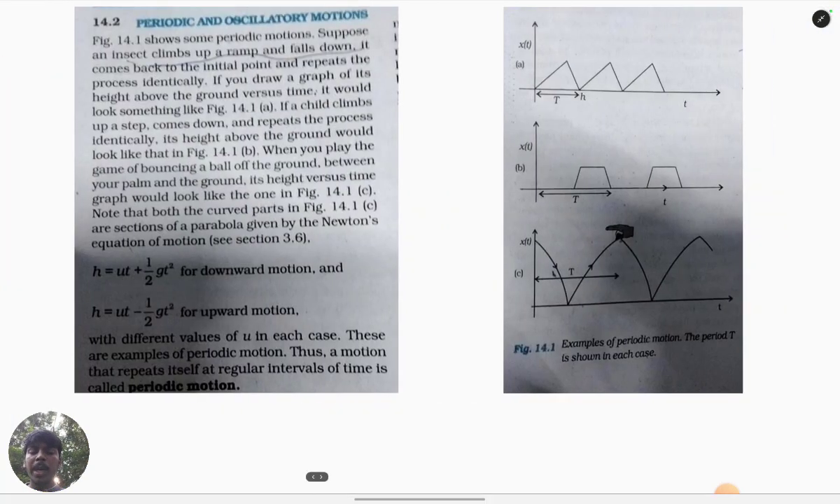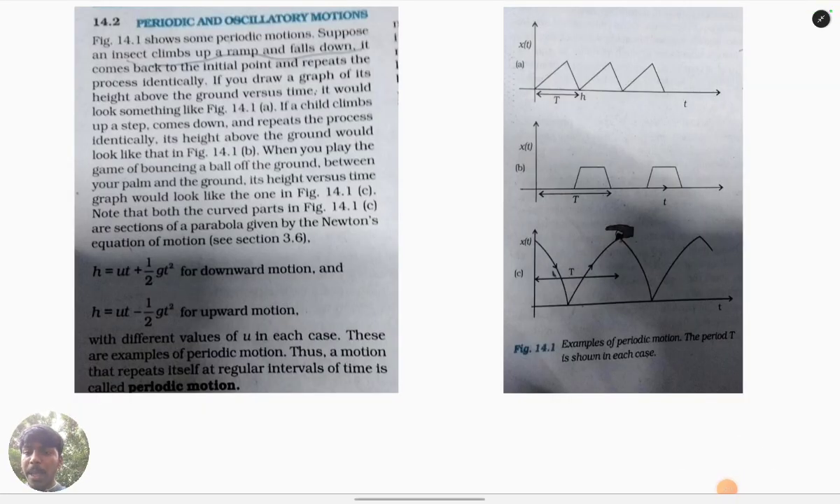So let us study NCERT. Periodic and oscillatory motion shows some periodic motion. Suppose an insect, as we already discussed, climbs up a ramp and falls down, comes back to the initial point and repeats the process identically. If you draw a graph of its height above the ground versus time, it would look something like figure 14.1. Graph 1 is about that insect climbing example, graph 2 is about the child example, and graph 3 is about the bouncing example.